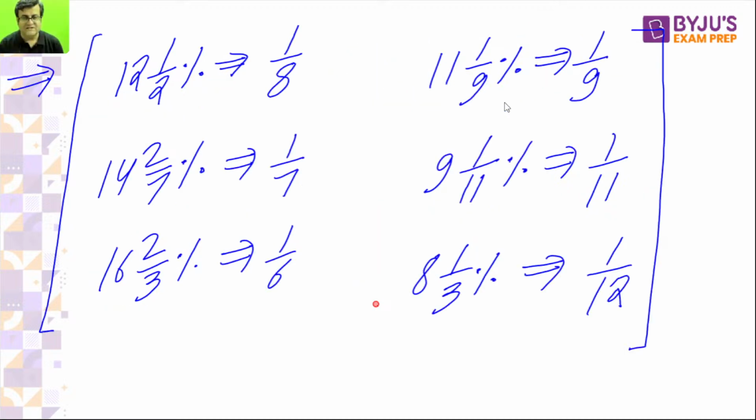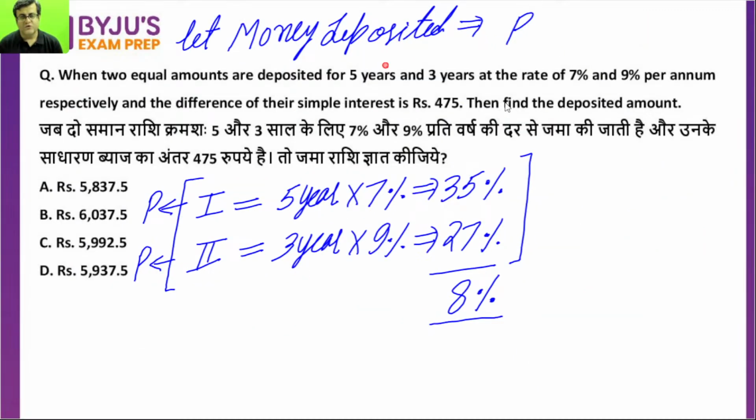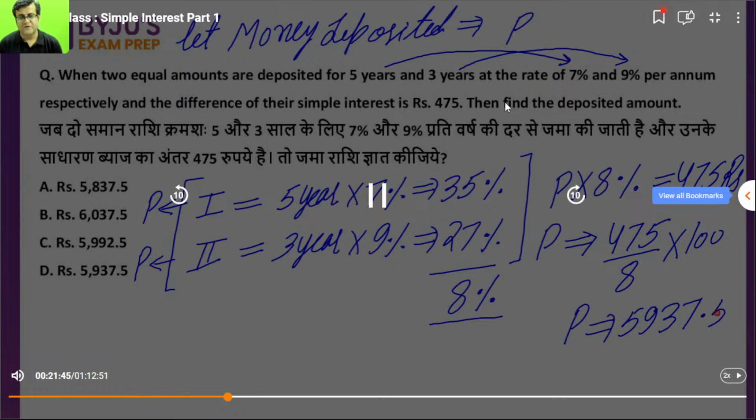So I got 5 years at 7%, which means 35%, and 9% for 3 years, 27%. So the gap is 8%. P is the principal in the first case, P is the principal in the second case. P ka 35%, P ka 27%, so a gap of 8% is there. Principal ka 8% is 475 rupees. So 8 will come down and 100 will go up. Okay, you can solve it. You will get 5,937.50 rupees. So D option is absolutely right. Note down the same.